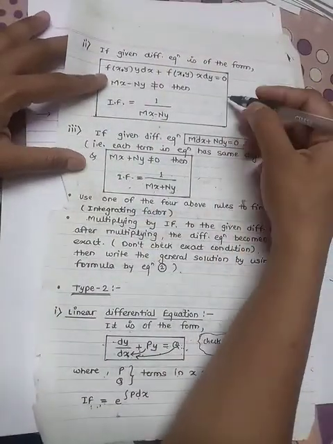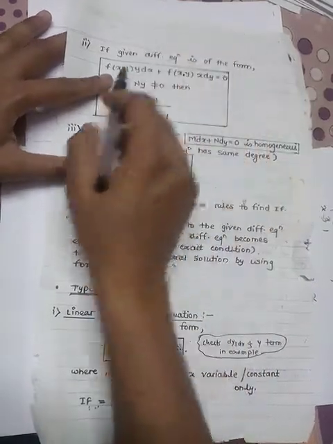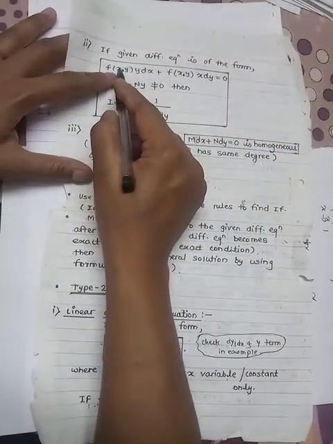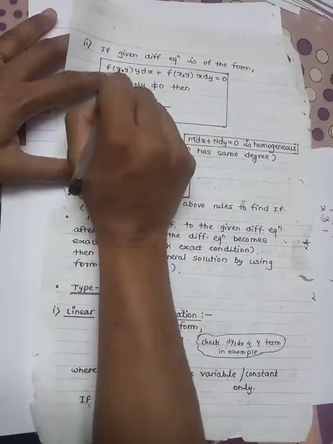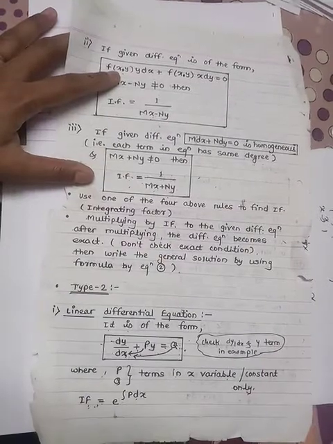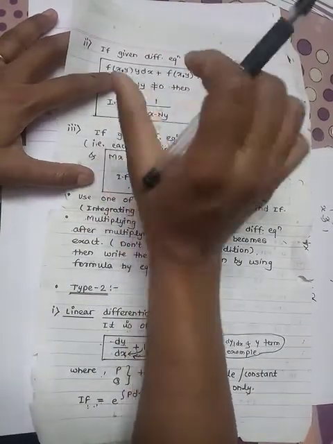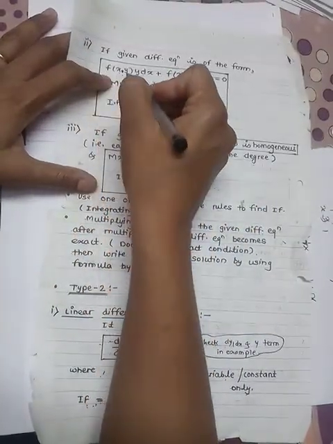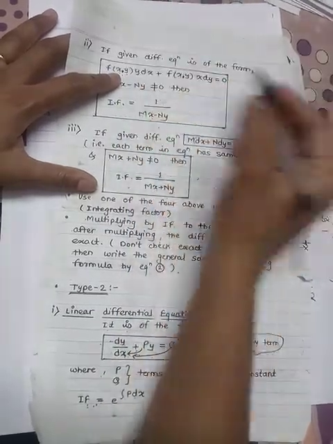Third and fourth are a little bit the same. If the given differential is of the form y dx plus x dy, and the remaining terms are in product form, that is, x into y terms, except this y dx plus x dy, the remaining terms will be product terms, that is x into y terms. We will see these types of examples further.